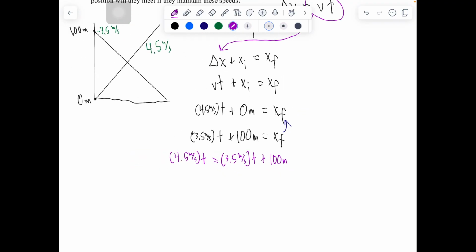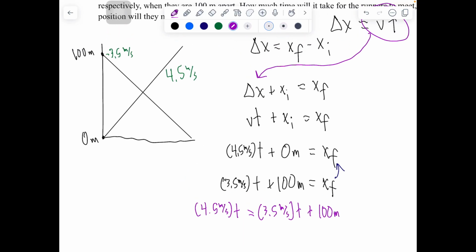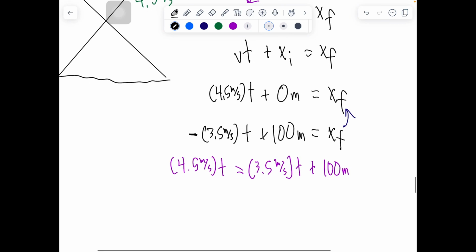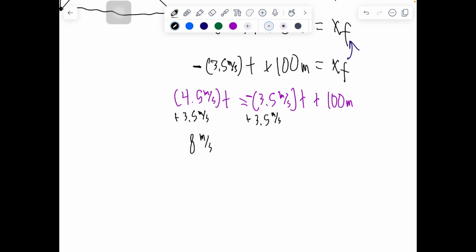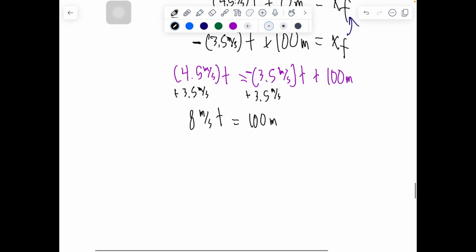Something we want to be careful with is the velocity here for our person that's starting at 100 meters. It needs to be negative. So when we write out our final equation, this should be negative. Now we can go ahead and solve. Let's add 3.5 meters a second to both sides. That gives us 8 meters a second times time equals 100 meters. Divide by the 8. 100 divided by 8 is going to give us a time of 12.5 seconds. This is going to be our passing time.